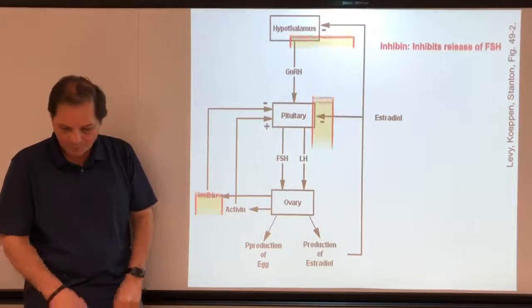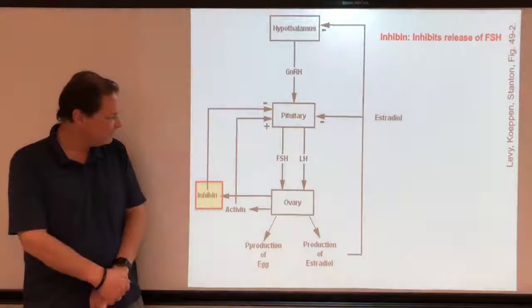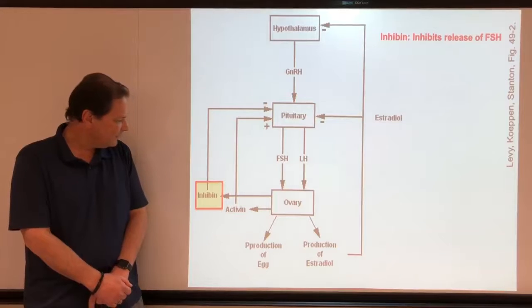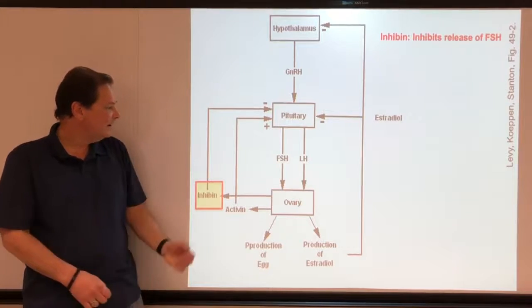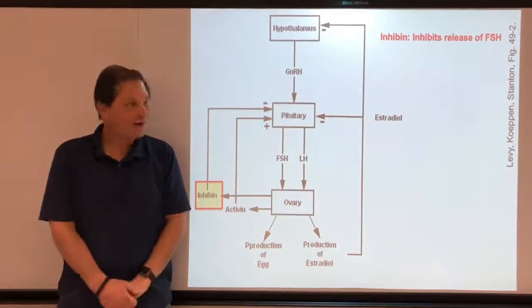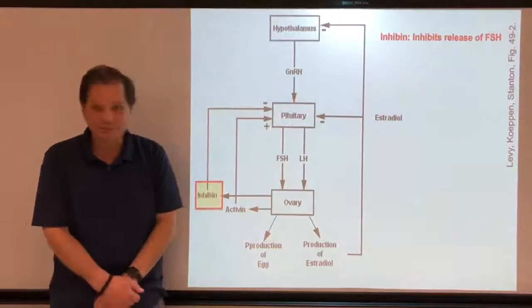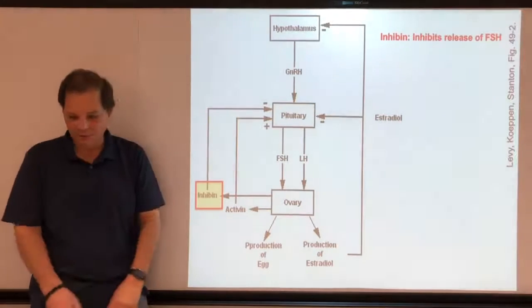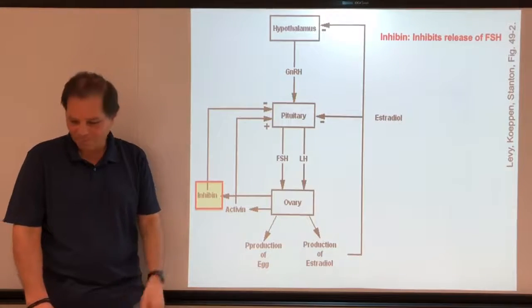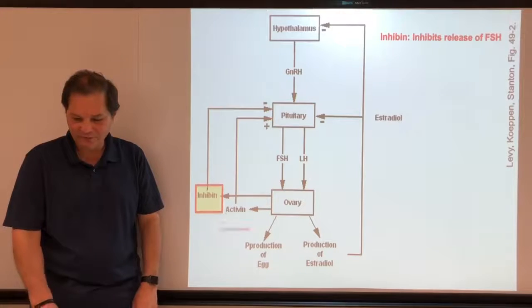Okay. We also have secretion of inhibin, whose primary purpose is to feed back on the pituitary and inhibit the release of FSH, and that is going to come into play during the rest of the lesson.